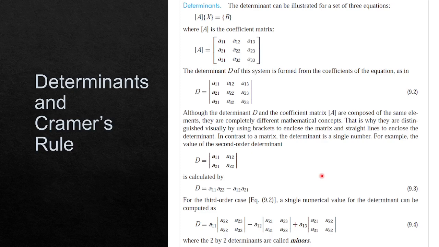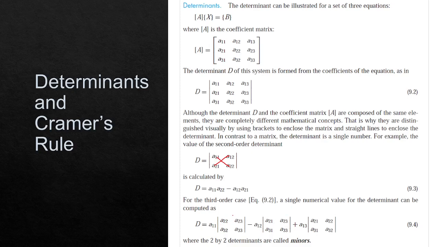Let's say we have a matrix D, and to calculate the determinant, it's just crisscrossing. Let me have a pen here. Okay, like this: A11 times A22 minus A12 times A21. That is the value of your determinant. For third order cases, a single numerical value of the determinant can be computed as follows.